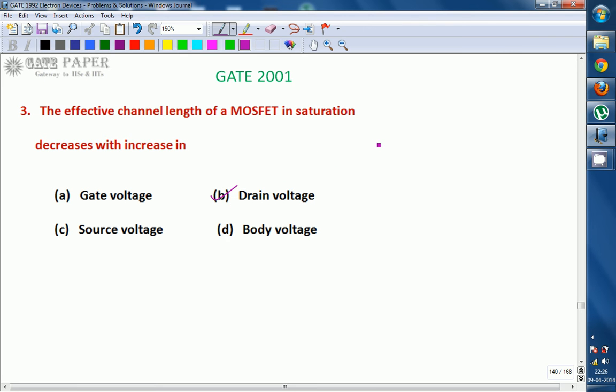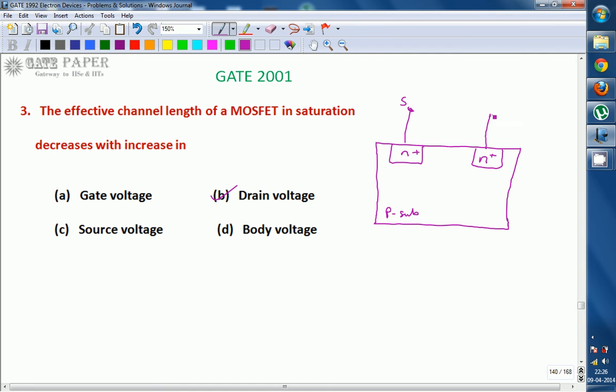Generally, we are assuming an n-type MOSFET. An NMOS is always fabricated on a p-type substrate. So this is the p-type substrate, and into that two n plus regions are diffused. One will act as the drain, the other will act as the source. These are the two n plus regions.